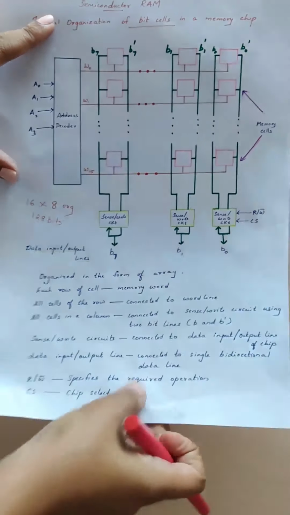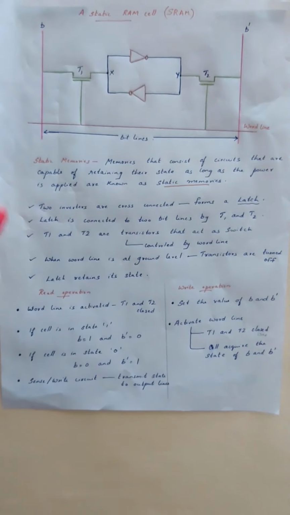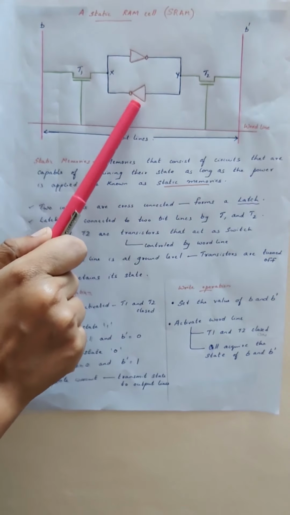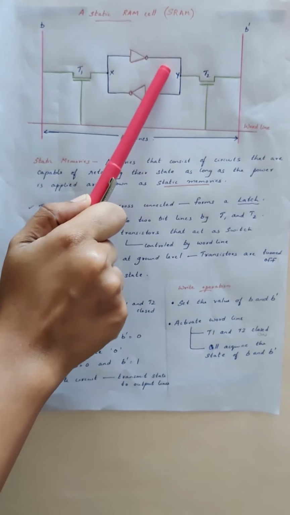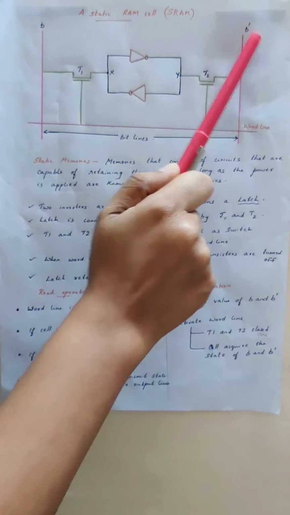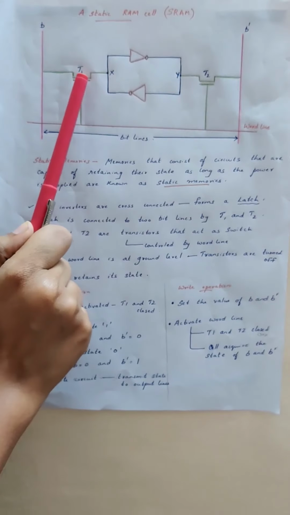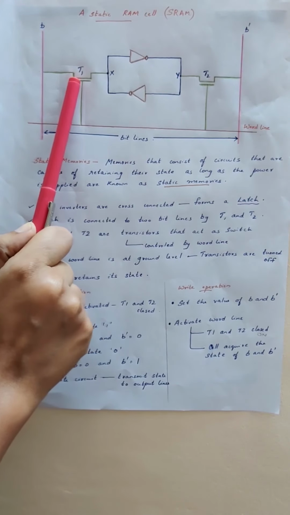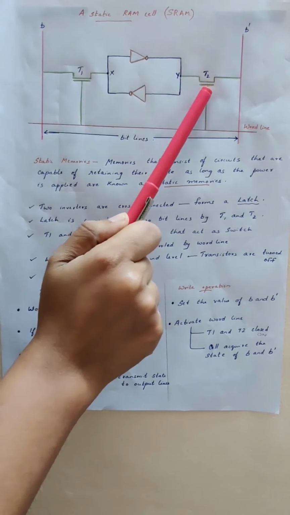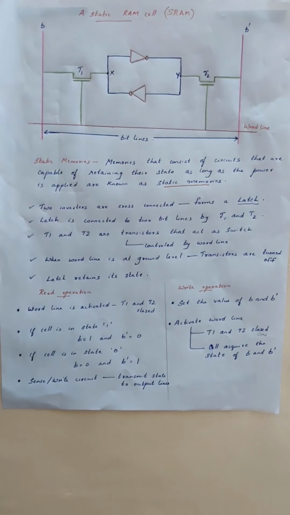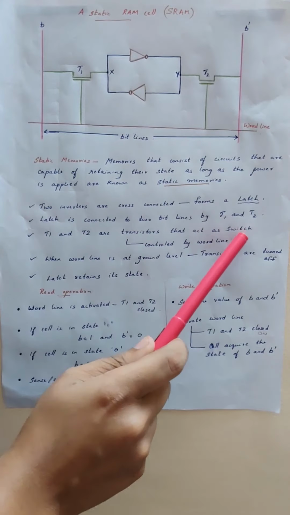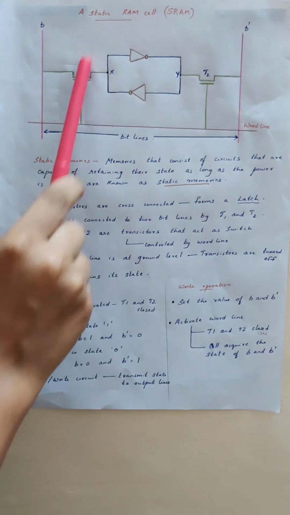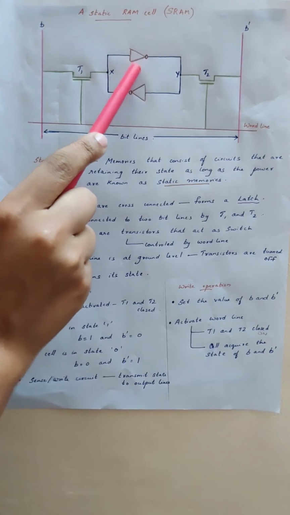So I am going to talk about one cell here. This memory cell is made up of two inverters which are cross connected, and that forms a latch. This latch is connected to B and B dash through two transistors T1 and T2. These transistors are activated using a word line. So whenever you want to store information, these transistors are closed, or turned on. These transistors act as switches and they are controlled by the word line. Whenever the word line is at ground level, that means these two transistors are turned off, so this latch will retain its state.